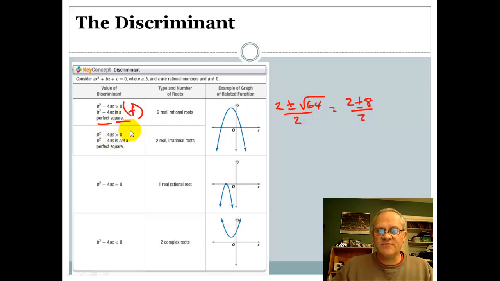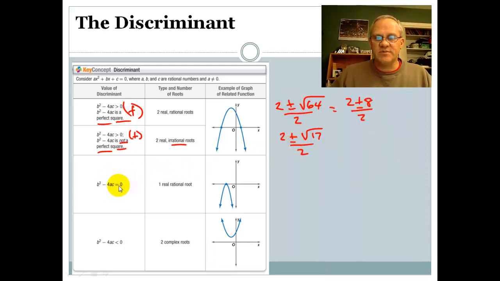What happens though if it's positive, but it's not a perfect square? Well, let's say you've got 2 plus or minus the square root of 17 over 2. Then this part does not simplify, and you're going to be left with an irrational number, because the square root won't go away. It will stay there, so it's going to be irrational. And there's 2 of them, because of the plus or minus. Whenever you see that plus or minus, that means there's 2 roots, one positive and one negative.